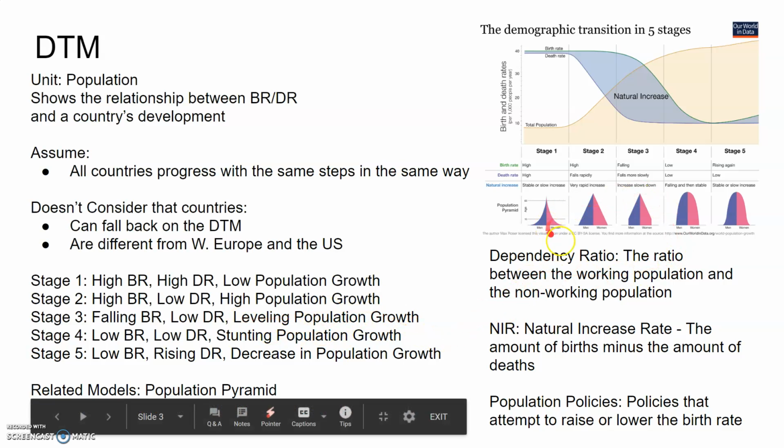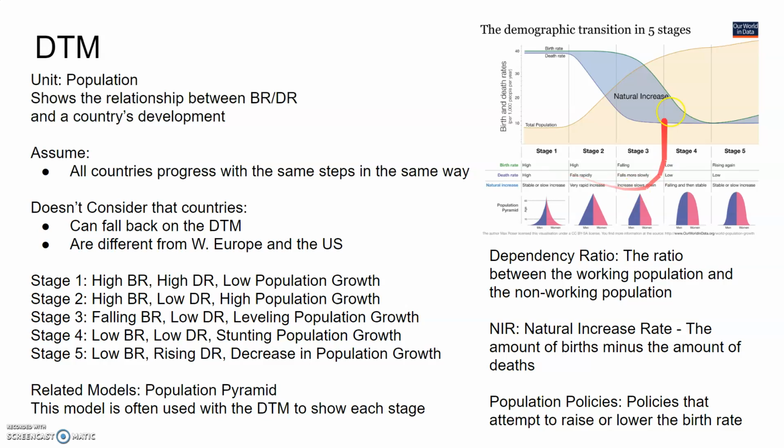And one thing that's important about this is the dependency ratio. So you want to make sure you have a very large working population that can support the non-working population. And that becomes a concern in stage 4 and 5 because there's less of a future to support the current working population.